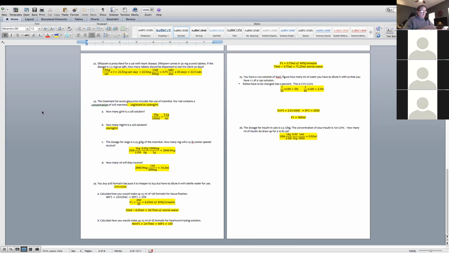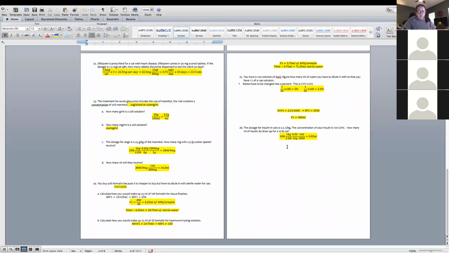So my cat is 4.5 kilograms. That's not on the math problem there. Okay, so my dose is 0.5 units per kilogram. So 0.5 times 4.5. I know my cat right here is going to need 2.25 units.